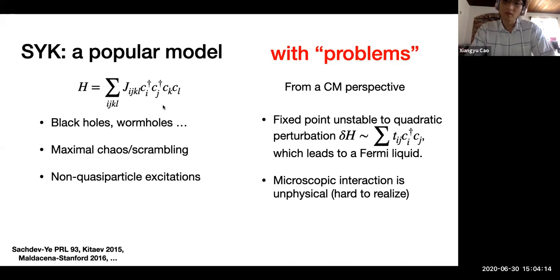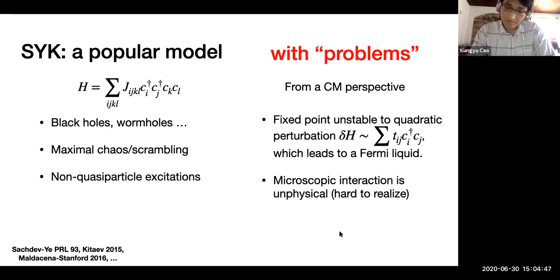However, from a condensed matter point of view, it also has a couple of problems. The first, quite obvious one, is that this Hamiltonian is unstable to quadratic perturbation, so hopping, which is almost always present in real models. Whenever you have this perturbation, it will become relevant at low temperature, and you will have instead a Fermi liquid, destroying this non-quasiparticle state.